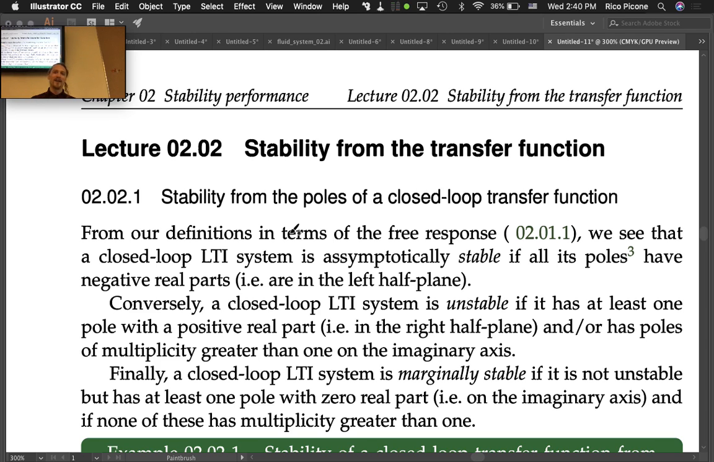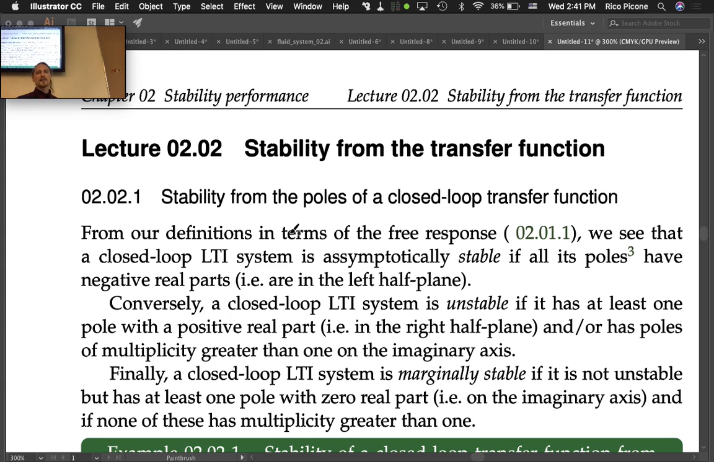So let's talk about lecture 2.2, stability from the transfer function. In the last lecture, notice I didn't talk about transfer function, I didn't talk about system representation at all. I just talked about general definitions about the free response and the forced response, right? So let's look at stability from the poles of a closed loop transfer function.